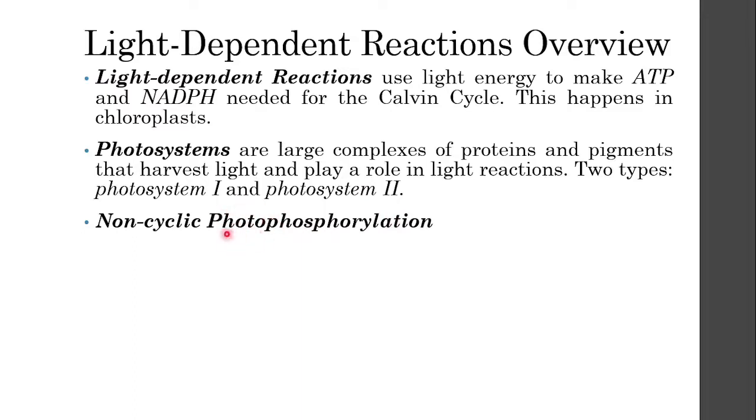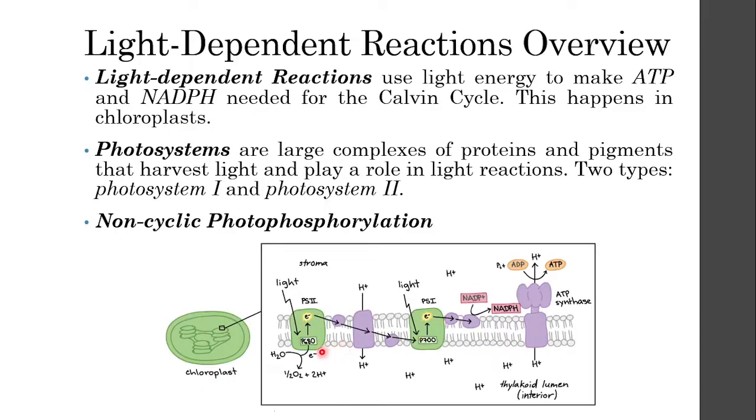So we added photo because this is a light-driven phosphorylation, and we call it non-cyclic because it's linear. So the standard process of light-dependent reaction is actually linear. There's another type of light-dependent reactions which is cyclic, and we will discuss that later on, almost at the end of our lesson. But let's look at the general process of what is happening in the light-dependent reactions.